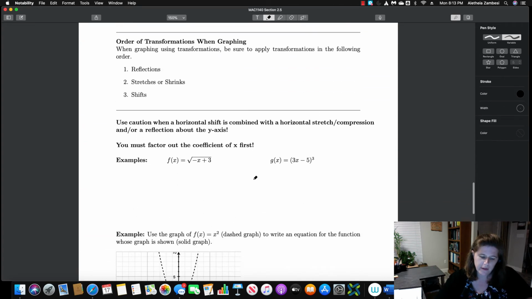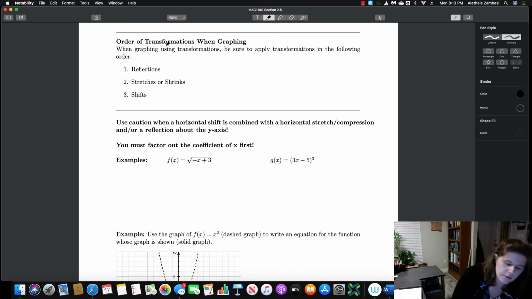When you are graphing a transformation, the order is important. So the first thing that you have to do is address any reflection. In reflections, you may have to factor.